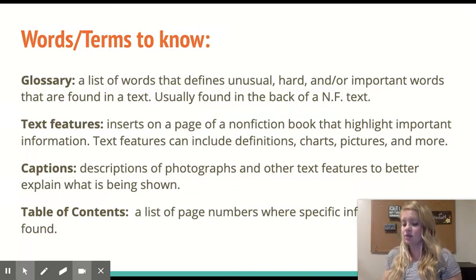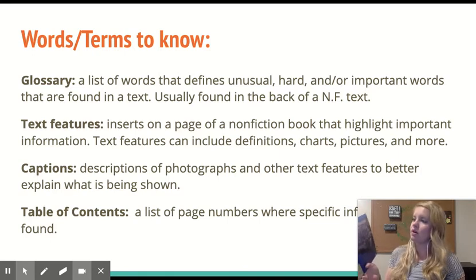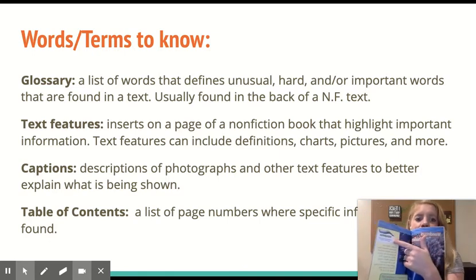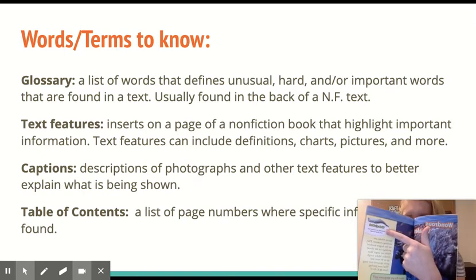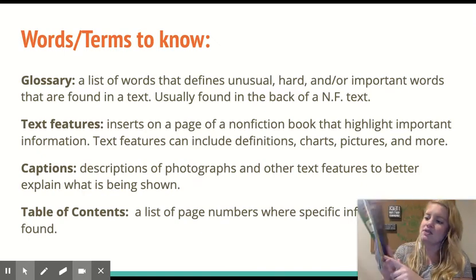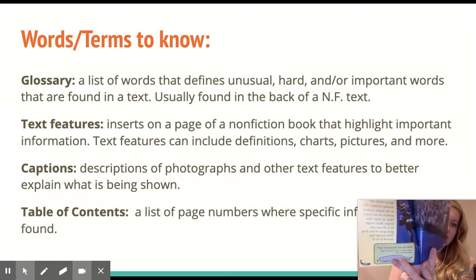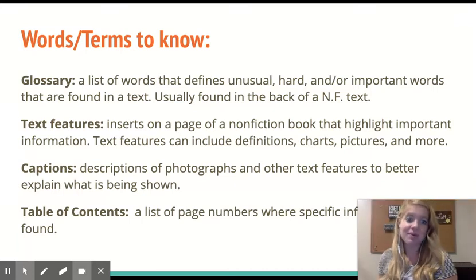The second term we need to know is text feature. A text feature are inserts on pages of a nonfiction book that highlight important information. Text features can include definitions, charts, pictures, and more. So remember, here's one text feature that has a definition. Here's another text feature that shows how big a sperm whale is compared to an adult human.